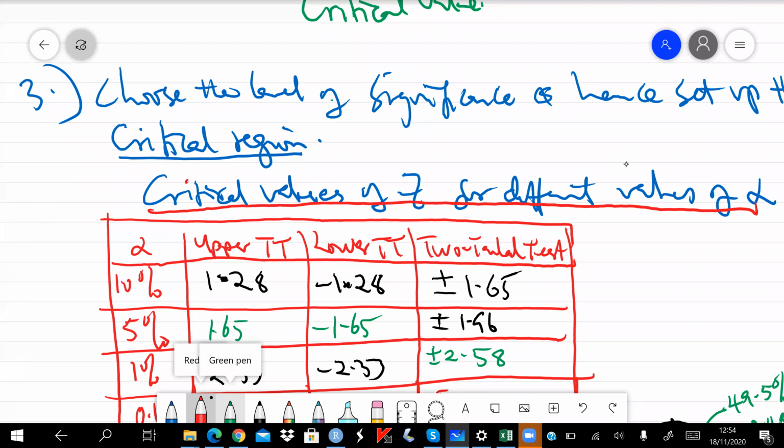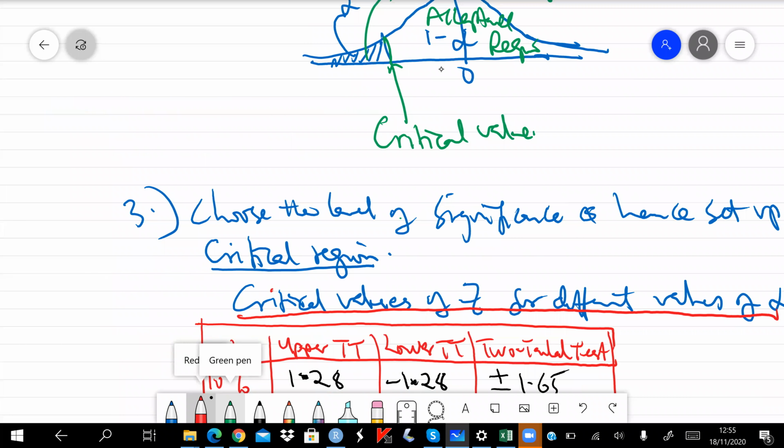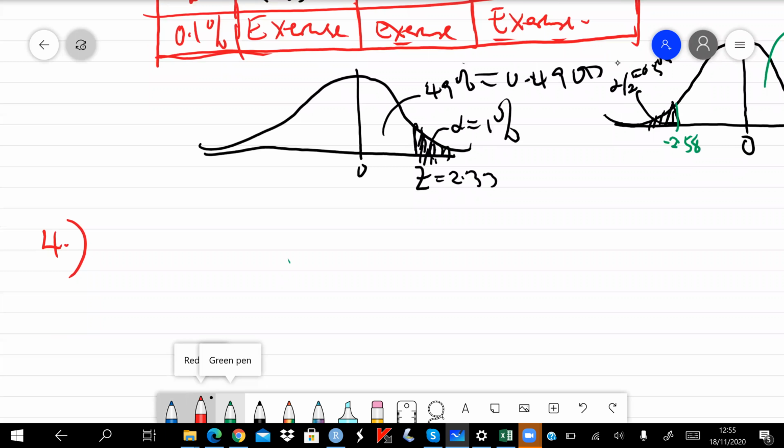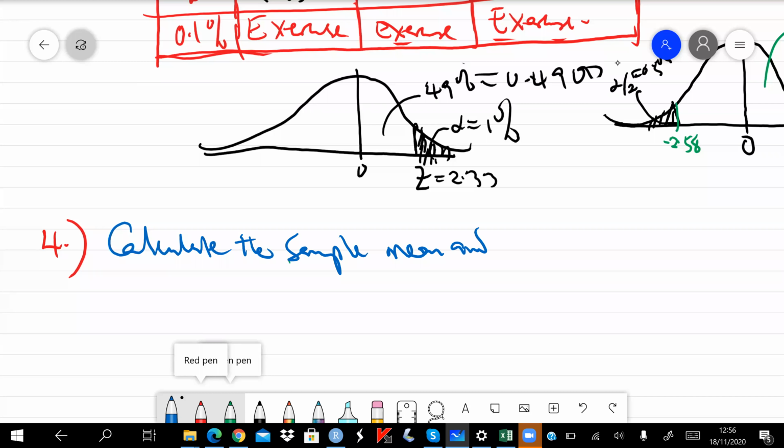You choose the level of significance and then you set up your critical region. Any question so far? And step number 4, so let's move to step number 4. We say that calculate the sample mean and the sample standard deviation. In an exam setting, these values may be given, but in reality, you find that you may have to calculate them. So even in cases where they are not given, then it should be easy for you to obtain them.